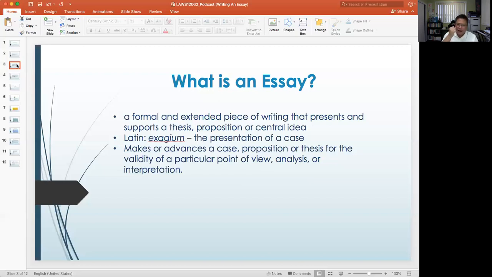It is about having a thesis, a central idea, or a proposition you're trying to make, and then you're trying to advance it. You're trying to present it, you're trying to advance it, and then you're trying to support it. Okay? So it's about a central idea there.